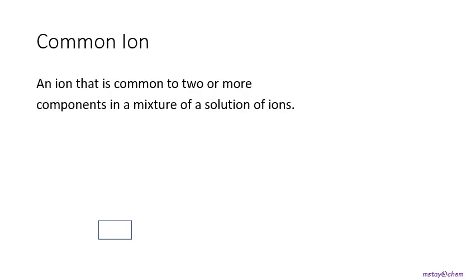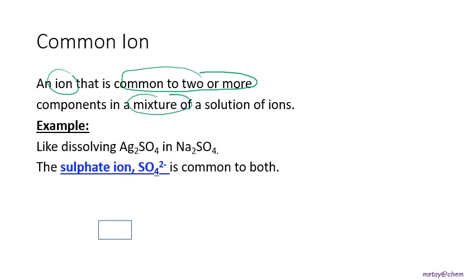Okay, now continue with the last part of this video, common ion. So what is the common ion? According to the definition, the common ion refers to the ion that is common to two or more components in a mixture of the solution. For example, we try to dissolve silver nitrate in sodium sulfate. Now in this container, we have both compounds, and here we notice that the SO4 2 negative appears in both compounds. So SO4 2 negative will be the common ion.